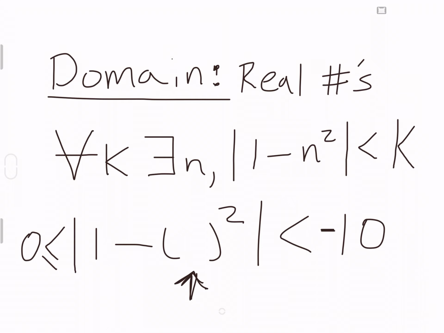There's no number that you can put in here that when you take the absolute value of whatever you get there, because absolute value is always positive, that you're going to be less than negative 10. So this is false.